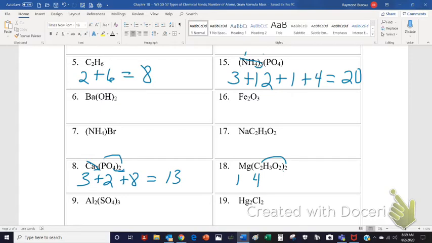Hydrogen is H3 times 2, so that's 6. And oxygen is O2 times 2, so that's 4. Simply add those together, and we get 15. All right, pause it, make sure you have these down, and save the rest for you to try in just a bit.